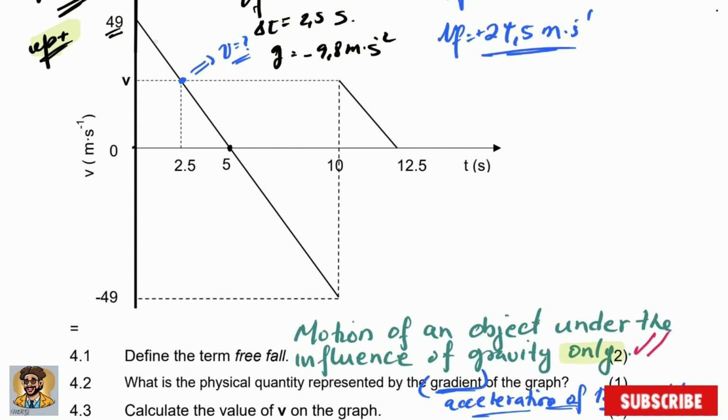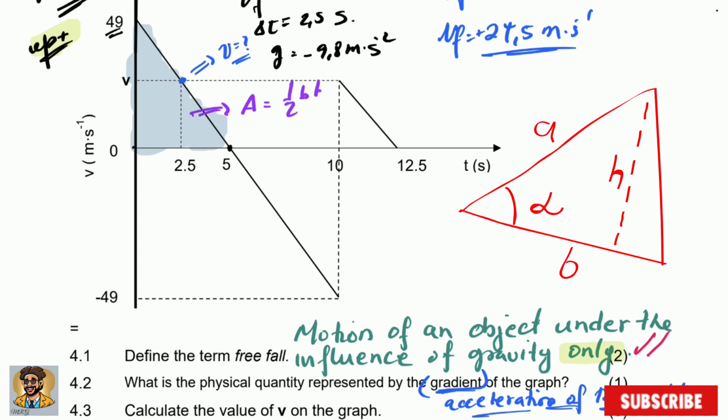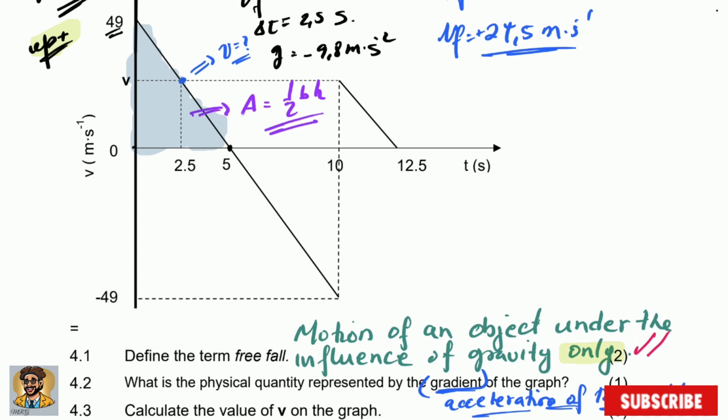So the first one asks you to calculate the area under the graph. This will be the maximum height reached above the ground. The total displacement would be 0, because at the end the ball reaches the ground again. In this case we calculate the area under the graph, which is a triangle, and it is half base times height. That is how to calculate that area, and that is the maximum height. Let's call it maximum height 1, question 4.4.1.